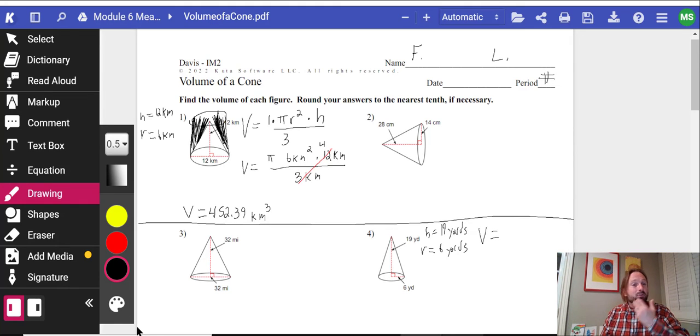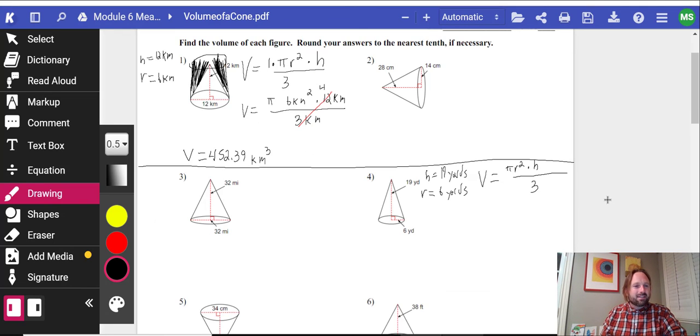The volume is equal to 1/3, so I'm going to divide the volume of a cylinder by 3. So it's pi r squared times the height. Well, let's do it. The volume is equal to pi times 6 yards squared times 19.